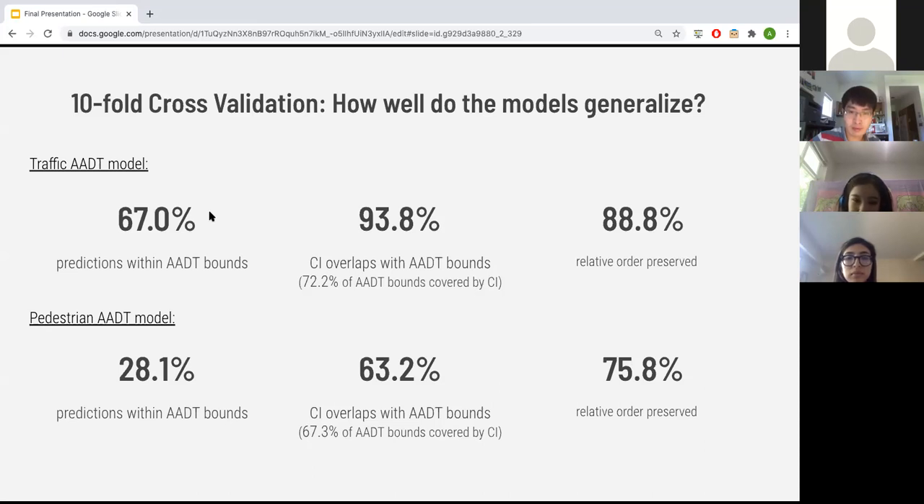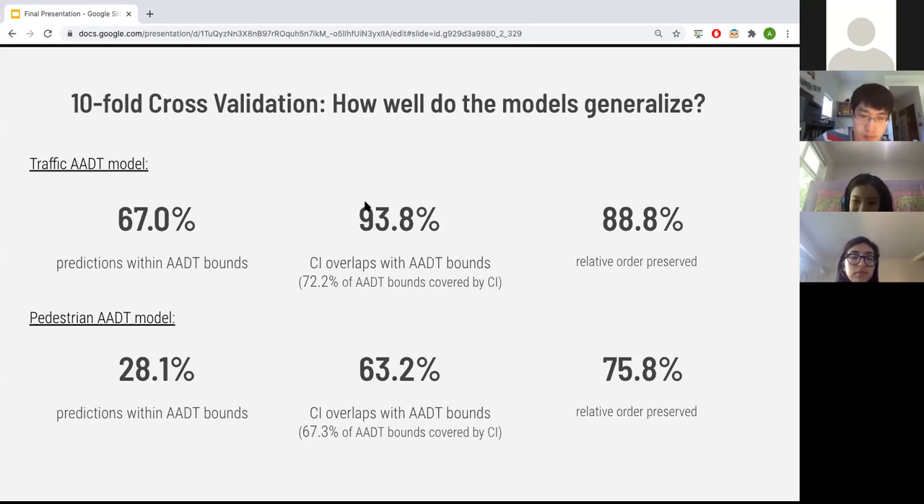The prediction performance is estimated by 10-fold cross-validation, assuming the count locations are a representative sample of all intersections. For traffic AADT model, we have 67% of the prediction within the lower and upper AADT bounds, 93.8% of the prediction credible or confidence interval overlaps with AADT bounds, and for those that overlap, 72.2% of the AADT bounds are covered by our confidence interval. Probably more importantly, 88.8% relative order is preserved.